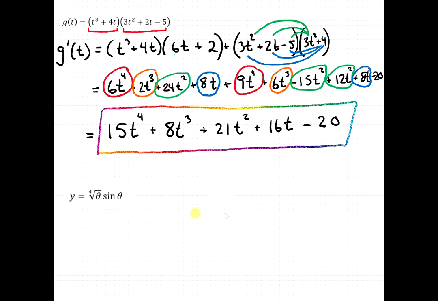So we have y equals the fourth root of theta times sine of theta. Right, so what I'm going to do is to deal with this fourth root, we're going to rewrite this using a fractional exponent. We're going to rewrite this as theta to the 1/4 power times the sine of theta. So now we can apply the power rule on the derivative of the fourth root.